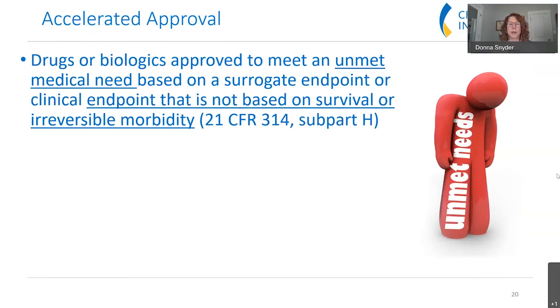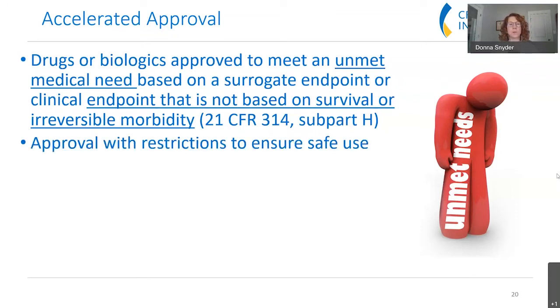So now I just wanted to mention briefly accelerated approval because we may be talking about that in the context of this meeting today. So drugs or biologics may be approved that meet an unmet medical need based on a surrogate endpoint or a clinical endpoint that's not based on survival or irreversible morbidity. And this is defined under 21 CFR 314 subpart H. This is the accelerated approval regulations, essentially.